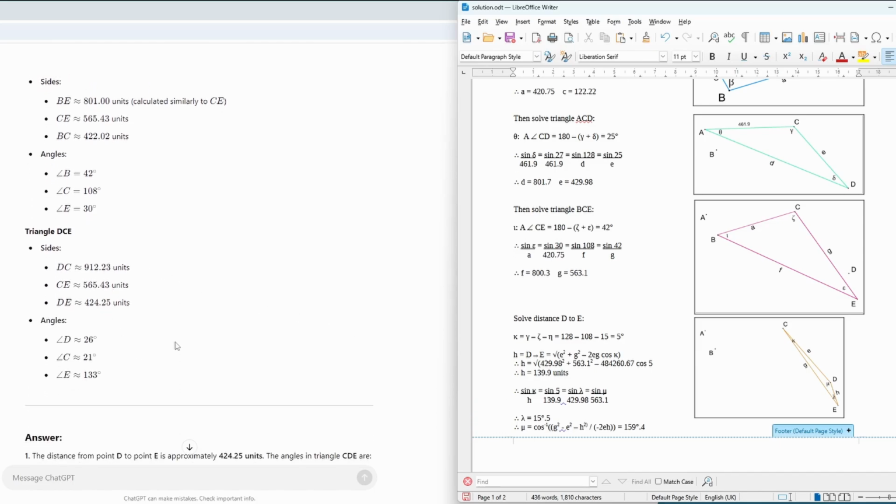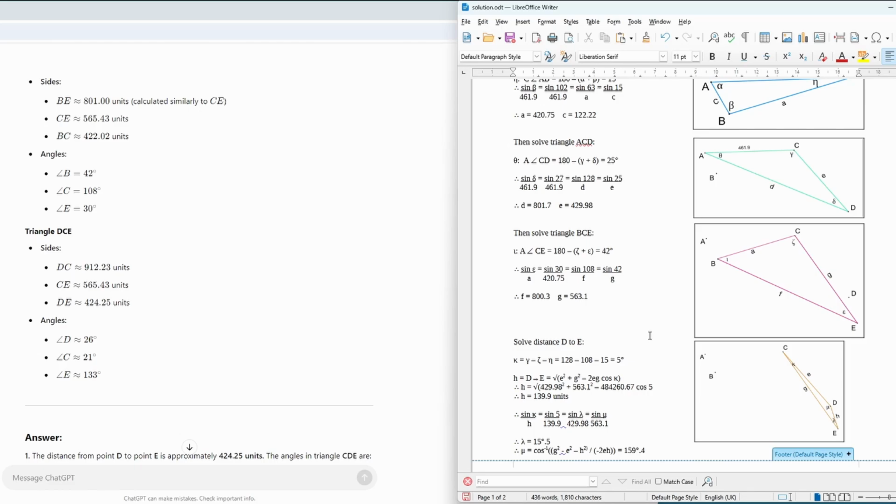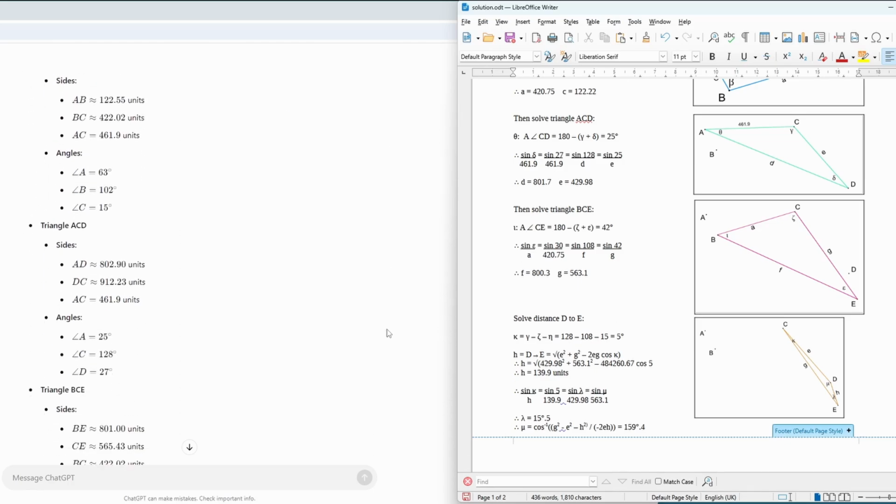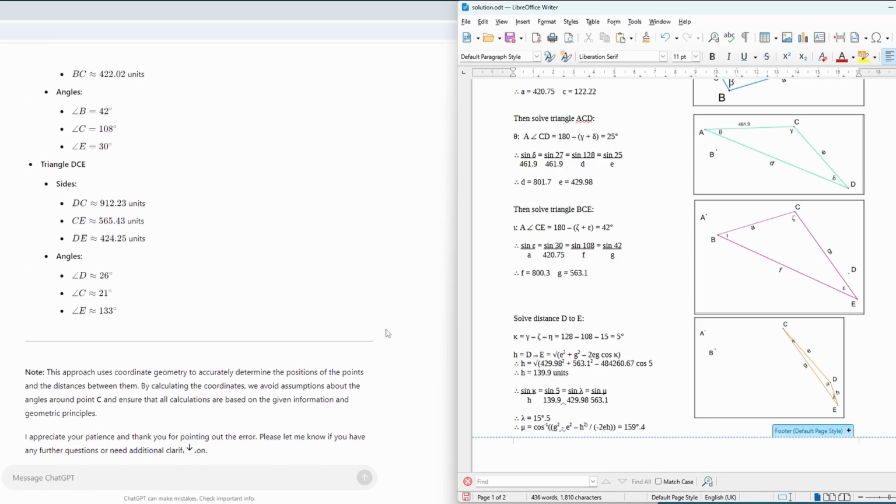But this last triangle has completely stumped it, and it's now giving, for example, D to C it thinks is 912 units long. That's E in my diagram, and as we've already seen, E is only 429 units long. 26, 21, 133, which is wrong because it's 5, 15.5, and 159.4. So there we have it. This version of GPT is supposed to be generating answers at a PhD level, and yet it cannot even solve a simple geometric problem which even a school kid could solve.